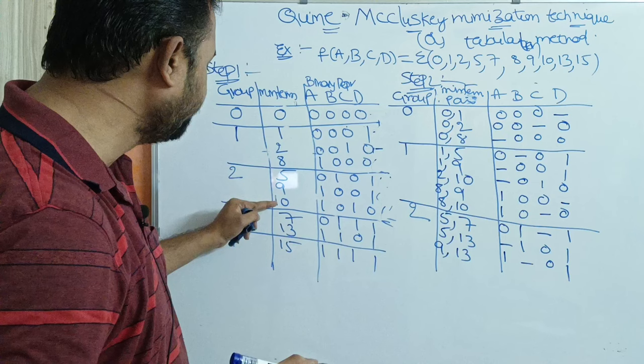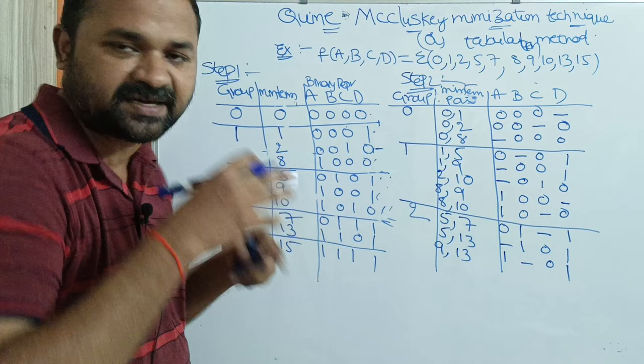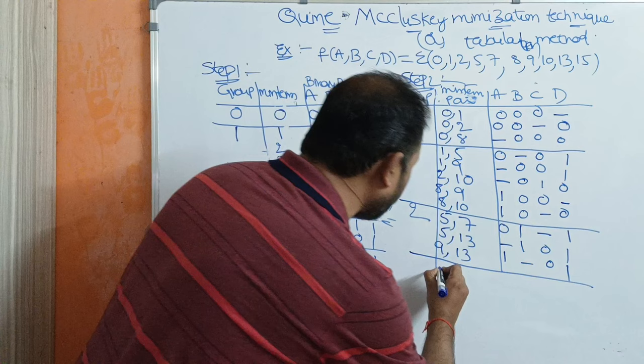Next, compare 10 with 7. 10 with 7, they are not in ascending order, so no need. Next 10 with 13. Difference is 3, so there is no need to combine them. Why? Because there should be only one variable difference. 1, 1 same, 0, 1. One variable difference, 1, 0, 0, 1. Three variable difference. So comparison of group 2 with group 3 is over.